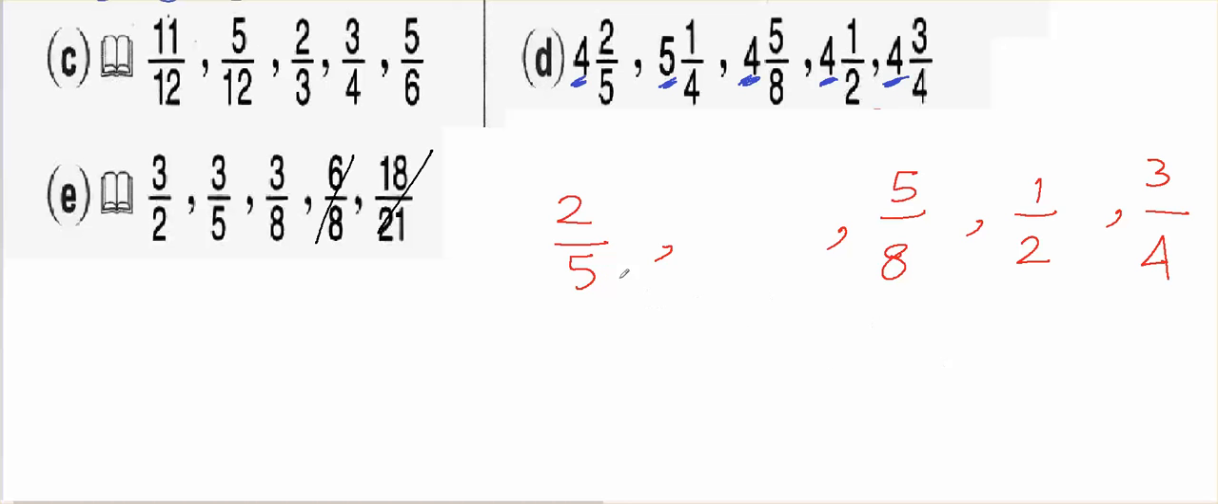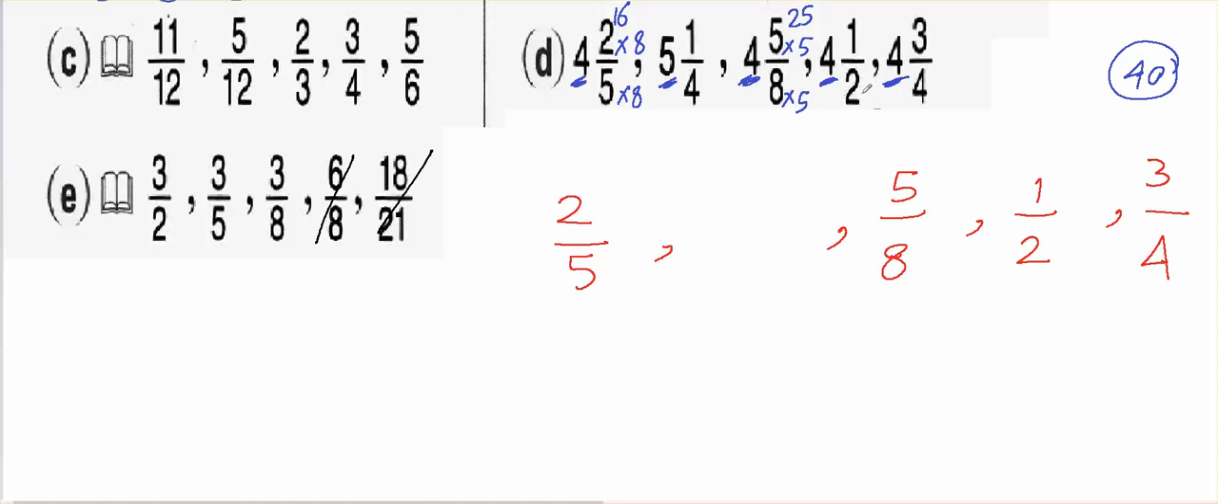5 times 8. Here we times 5 times 8, 2 times 8 equals 16. I need all fractions to have 40 in the denominator. 8 times 5, yes, 5 times 5 equals 25.